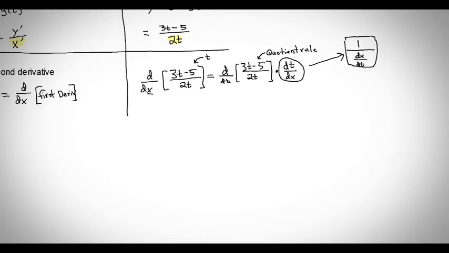Alright, so let's keep going with our numbers. We have to do a quotient rule here, so I'm going to do that fairly quickly. The derivative, oops, I forgot a squared in there, didn't I?